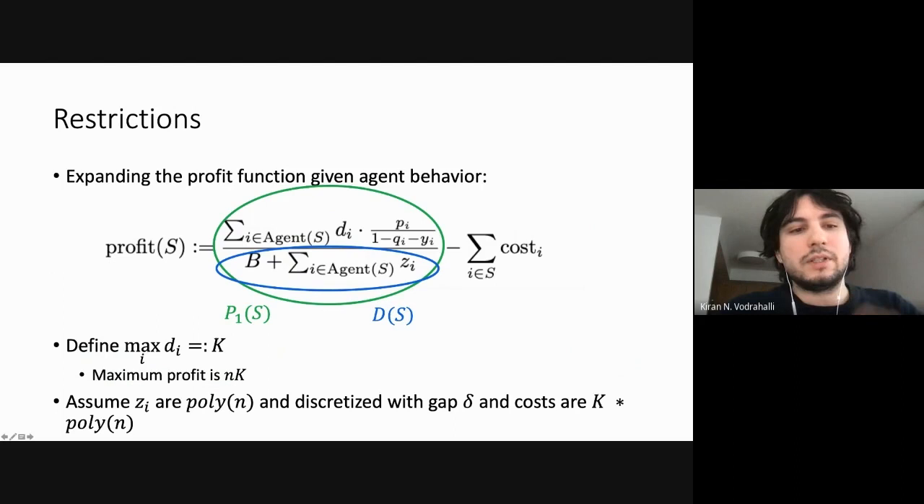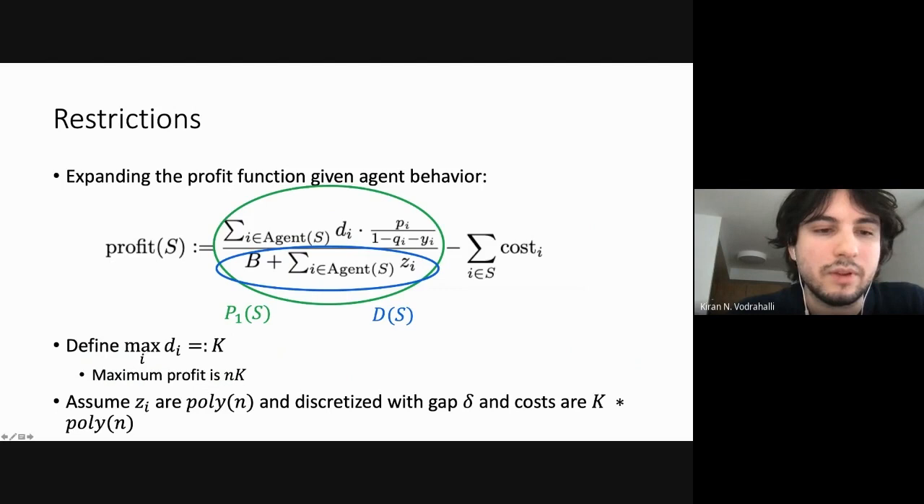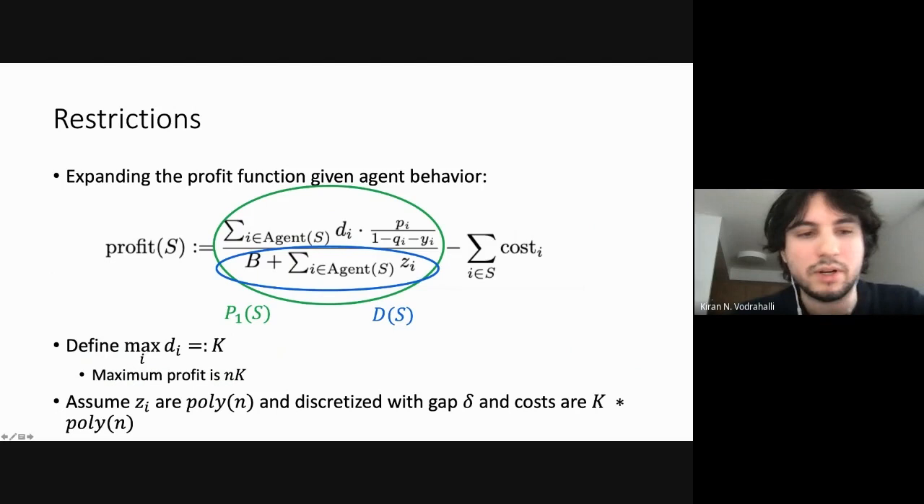We're also going to define the maximum DI to be K, and therefore the maximum profit is at most N times K. We're also going to make some important assumptions on the ZI, namely that they are polynomial in N, and they are discretized with some gap delta. And we're also going to assume that similarly the costs scale as polynomials in N times this maximum DI. So these bounds are going to be necessary.